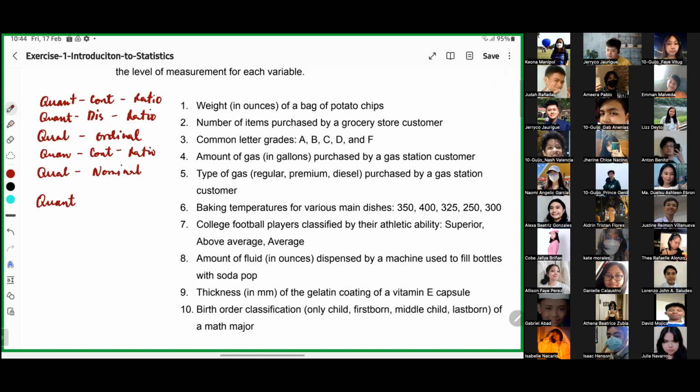Hindi pala nominal. It's ordinal. Ay, tama ba? Ano tong 350, 400, 325, 250, 300? What's this? Hindi siguro to ano, no? Ano kaya yung unit nito? Celsius? Not sure if this is Celsius. Sobrang init siguro nito kung Celsius. Fahrenheit po. Fahrenheit nga siguro to, no? So this is in degrees Fahrenheit.